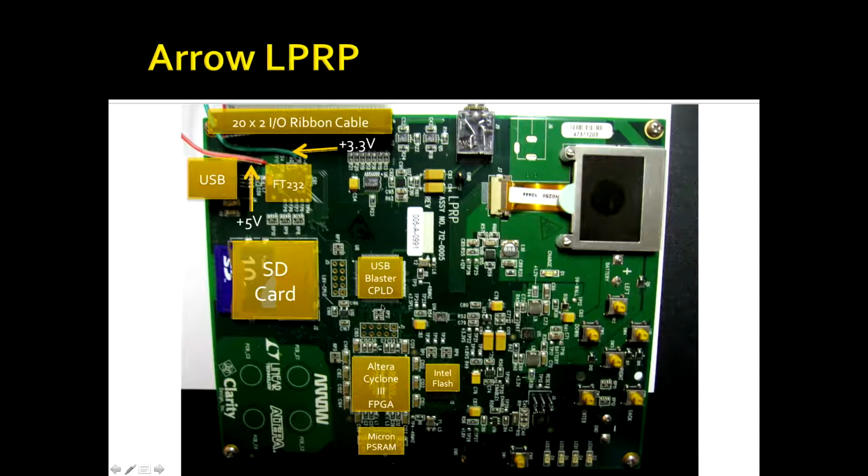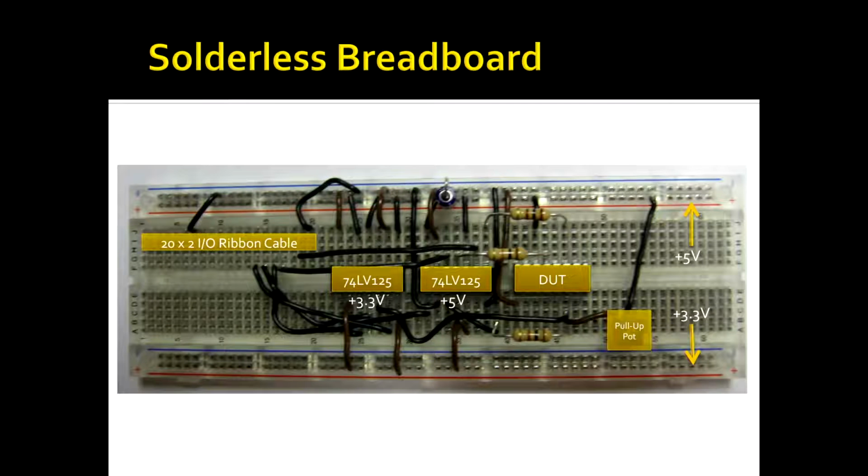CPLD, which is just used to program the FPGA from a PC, the actual FPGA, Intel Flash, and then some Micron PSRAM, which is actually DRAM wrapped with an SRAM interface, so it's just easier to work with. You don't need to have all the crazy DRAM timing signals exactly right.